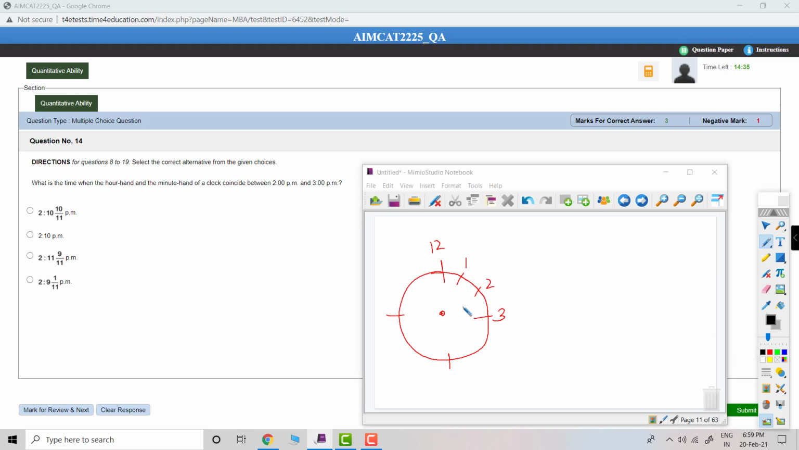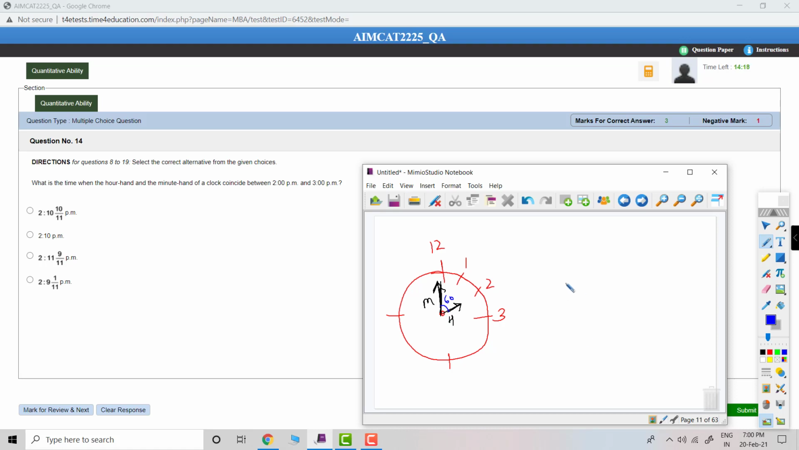At 2 o'clock the minute hand will be like this, and the hour hand will be like this, and this angle is going to be how many degrees? Look here, this angle is going to be 60 degrees. We want the minute hand to meet the hour hand.